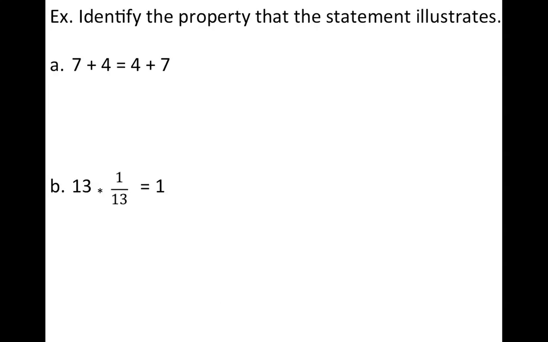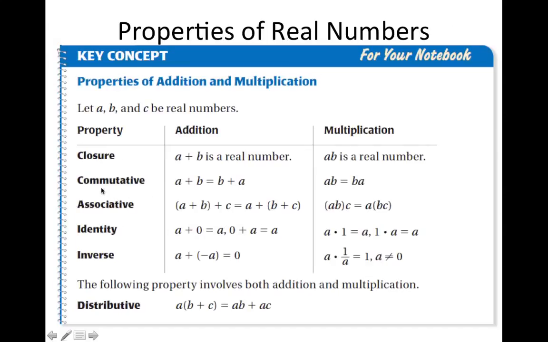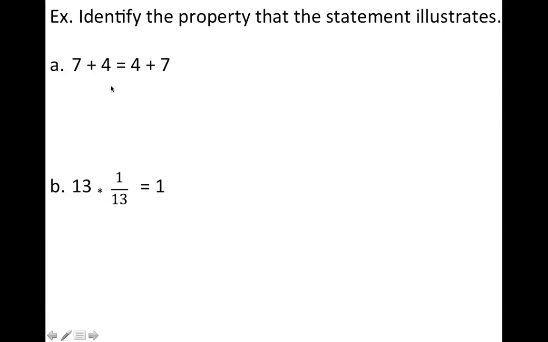So we need to identify the property that the statement illustrates. The first one, 7 plus 4 equals 4 plus 7. Again, if you need to, refer back to the last slide, and you should notice it looks like the commutative property. All we did is switch the positions of our numbers. So the first one is commutative. And the second one, if you notice, we are dividing or multiplying by the opposites, so like the inverse. So B would be inverse property.